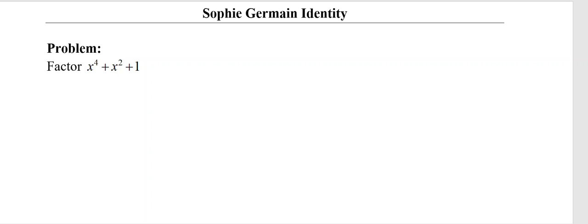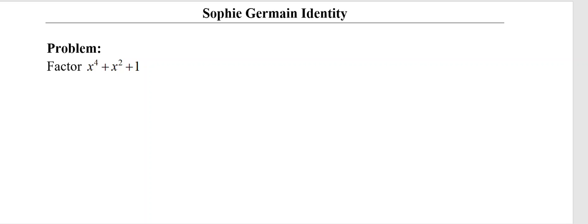Hi everyone. In this video we're going to learn an algebraic identity known as the Sophie Germain identity. And before we take a look at it, we're going to warm up with a factoring problem. So let's factor x to the fourth plus x squared plus 1. Go ahead and pause the video and give it a try.